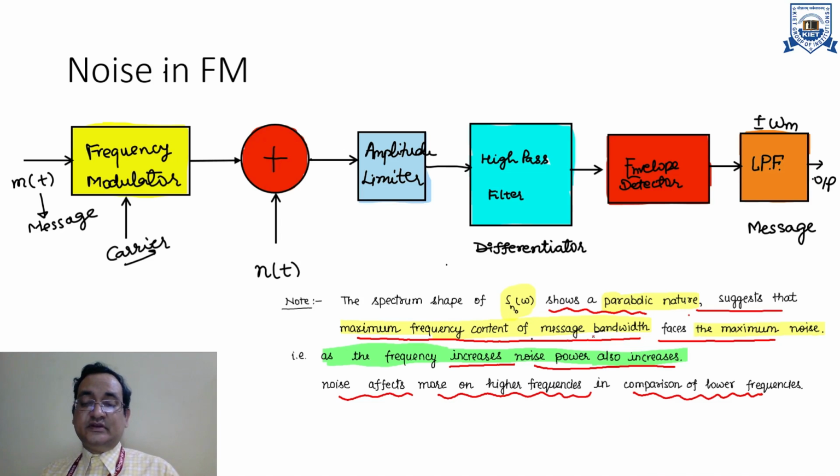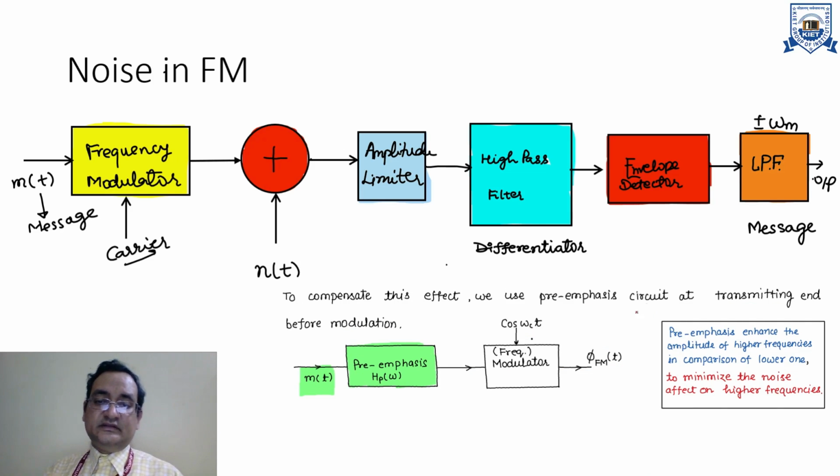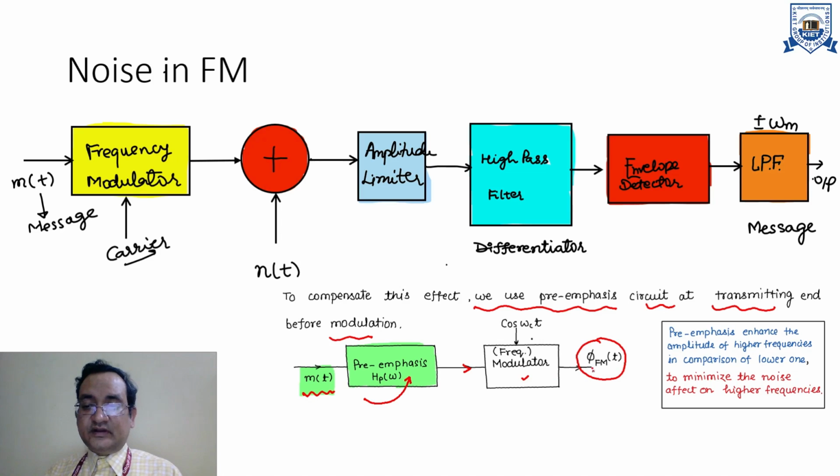Such circuitry is called pre-emphasis, and its inverse system is called de-emphasis. To compensate for this effect, we use a pre-emphasis circuit, as I've already told you, at the transmitter and before modulation. First I take the message signal, then a pre-emphasis filter is used, and after that the message is passed through the frequency modulator, where the modulation process is done, and after that I transmit the frequency modulated signal with the help of the antenna.